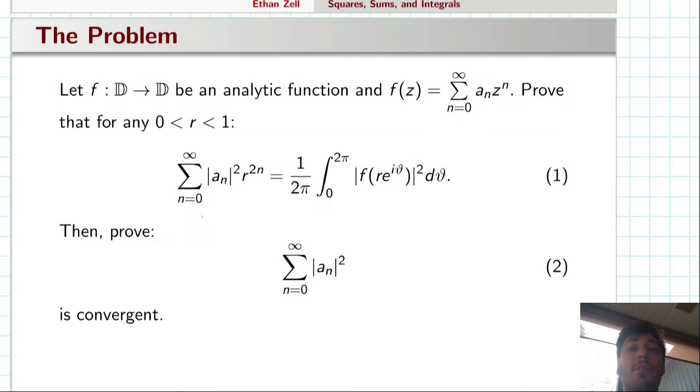And welcome back to a series I'm doing in complex analysis. The problem that we're going to do today comes from a University of Michigan analysis exam from a couple years back. And let's dive right in.